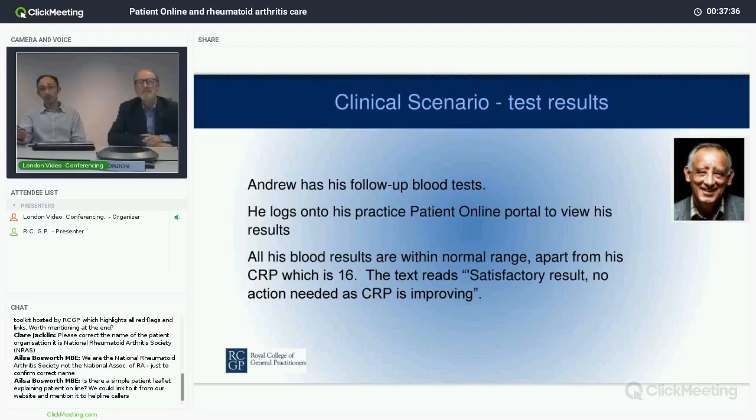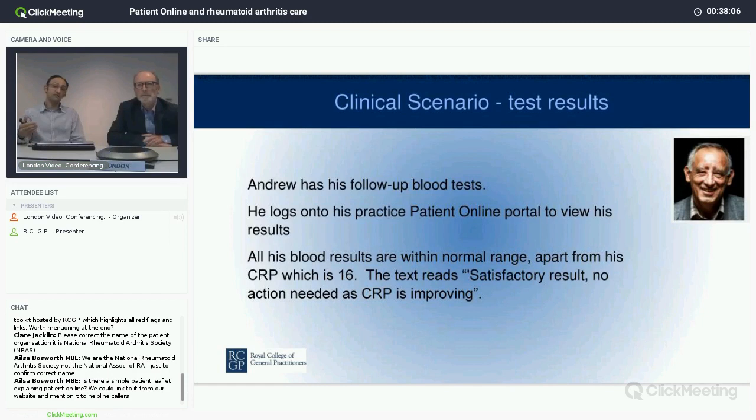But equally, that CRP of 16 may be of concern, depending on this patient's background. And similarly, if the GP wanted to write, actually, this is not satisfactory, please make contact with us, or please make contact with the practice to book a follow-up appointment, etc. Or please book another set of tests in a week's time. I've left you a form at the front desk. That sort of information can be attached to this.